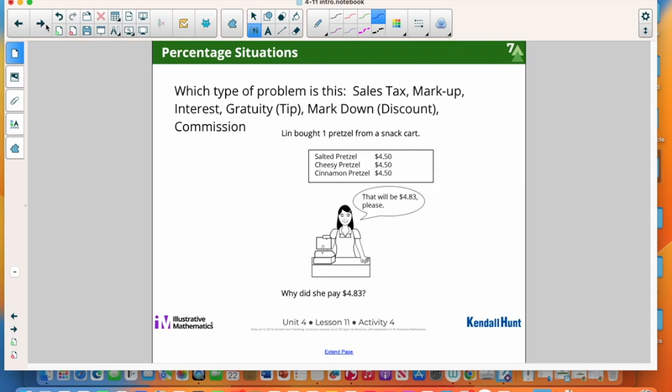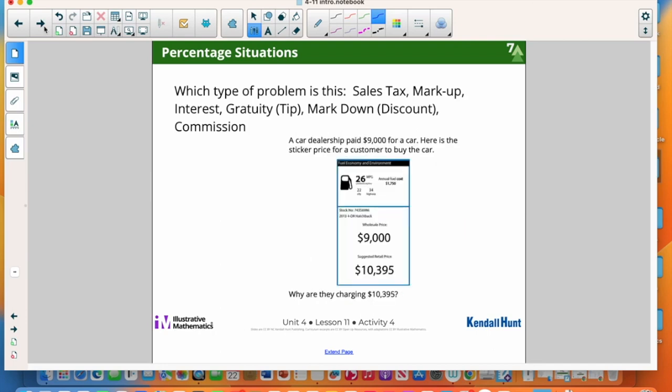So Lynn bought a pretzel from the snack cart. As you can see, pretzels cost $4.58, but she paid $4.83. So I'm going to say that's probably our tax. A car dealership paid $9,000 for the car. Here's the sticker price, so that's going to be our retail price. So this is going to be a markup because this retail price is more than the wholesale price.